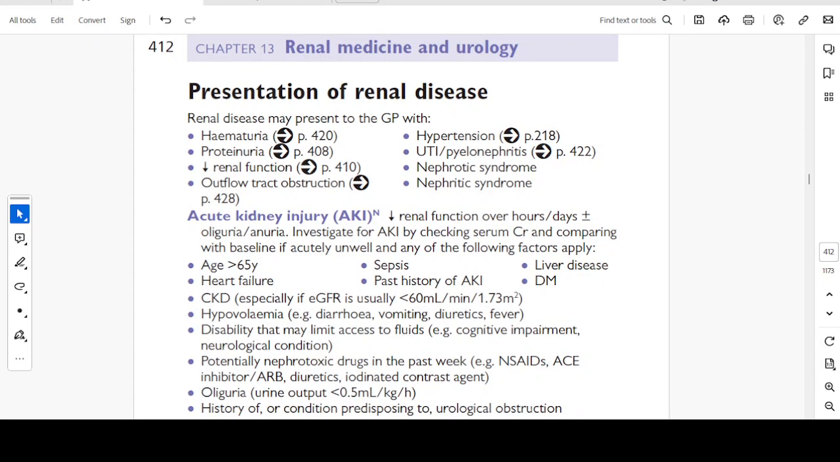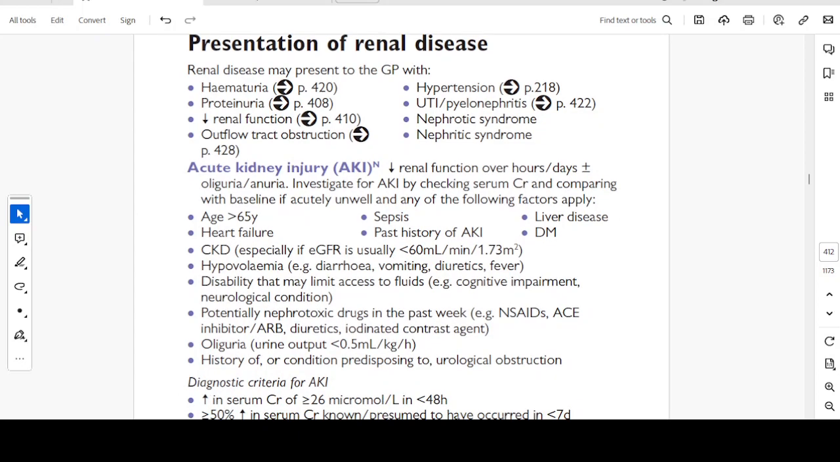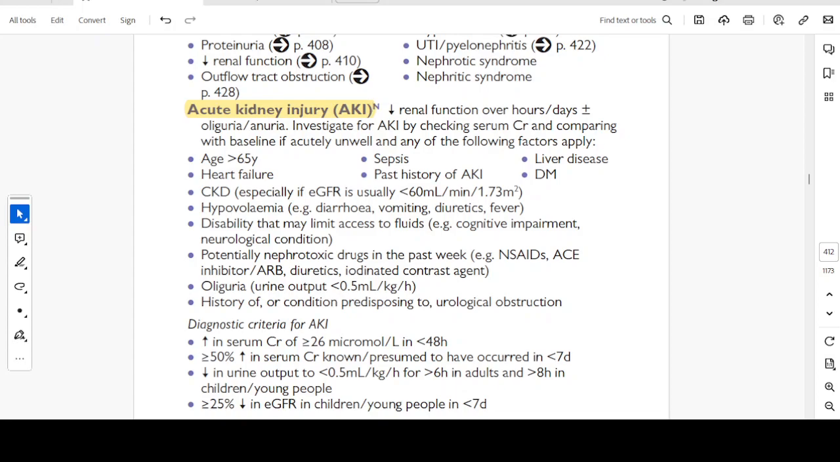So we are going to the next topic, presentation of renal disease. Renal disease may present to the GP with hematuria, proteinuria, decrease in renal function, outflow tract obstruction, hypertension, UTI, pyelonephritis, nephrotic syndrome, nephritic syndrome, acute kidney disease or acute kidney injury, reduction in renal function over hours or days, plus or minus oliguria or anuria. Investigate for AKI by checking the serum creatinine and comparing with baseline if acutely unwell or any of the following factors apply. Age more than 65 years, heart failure, sepsis, past history of acute kidney injury, liver disease or diabetes.